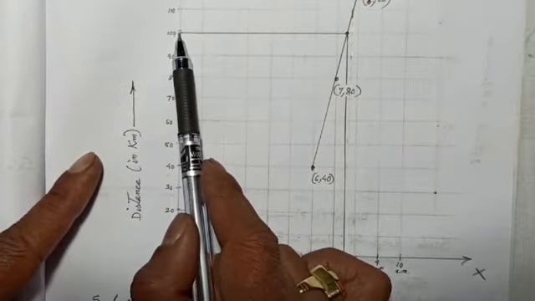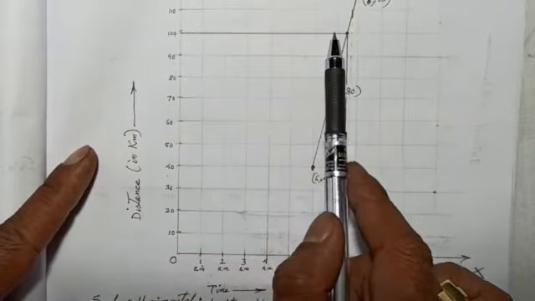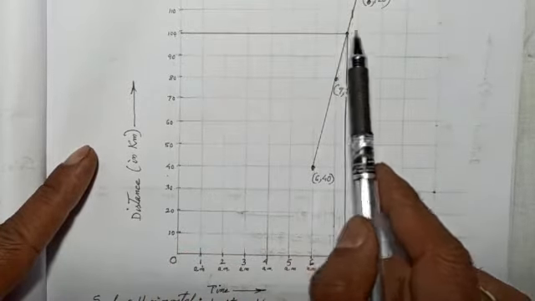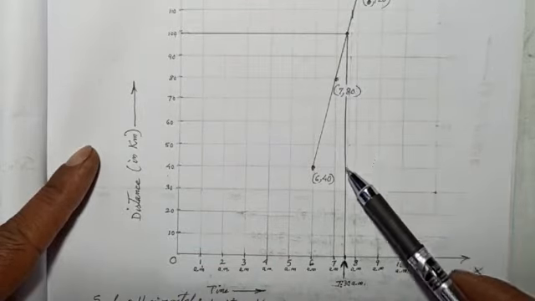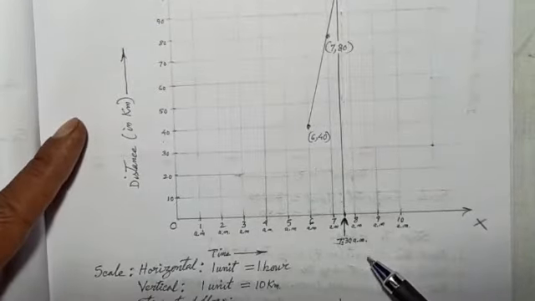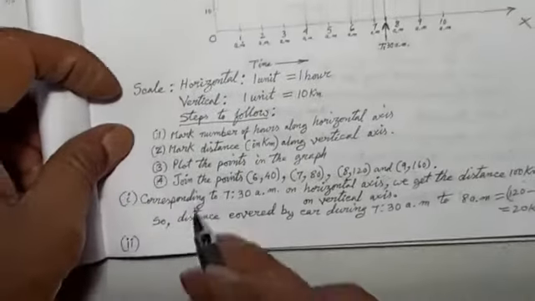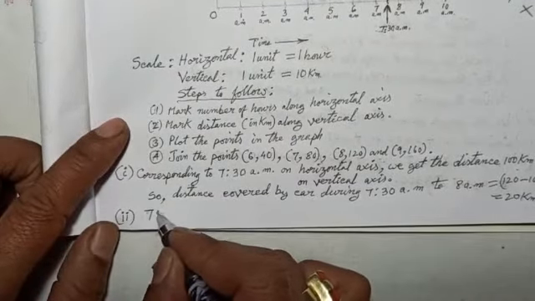So through this one, if we draw a perpendicular line to the y-axis and this line intersects the graph here, and through this point, if we draw another line to the x-axis, we get this point, this is 7:30 a.m. So the time is 7:30 a.m. So Roman number 2, the answer is 7:30 a.m.